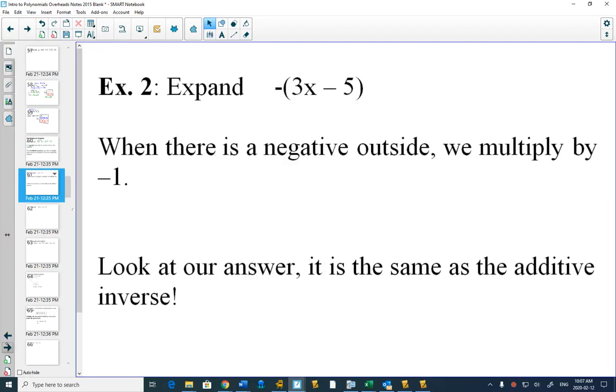Sometimes there's just a negative outside. And we've done this already when we subtracted. I don't know if you remember that when we subtracted something in brackets, I said, hey, you want that negative to go to each one. And when we distribute that, that'll be negative 3x. A negative times a negative will be plus 5. And we called this earlier the additive inverse.